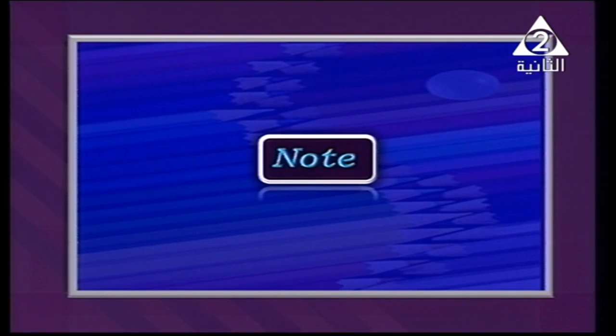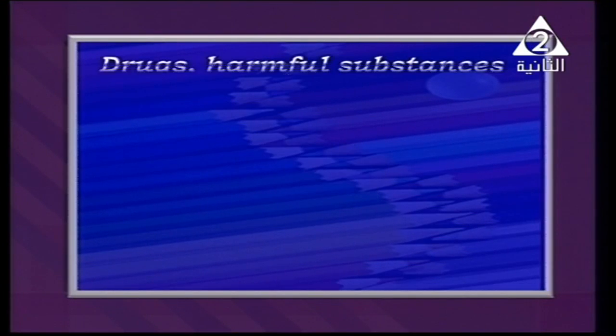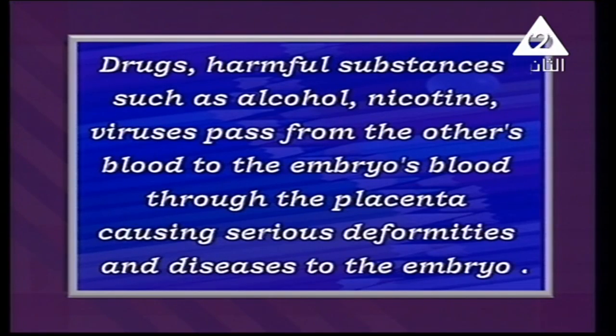We need to note something here. Drugs and harmful substances such as alcohol, nicotine, and viruses pass from the mother's blood to the embryo's blood through the placenta. They may cause serious deformities of the embryo, and diseases may happen to the embryo.